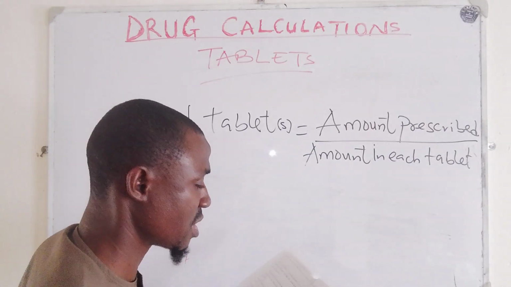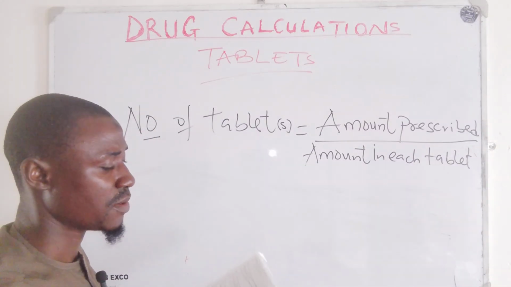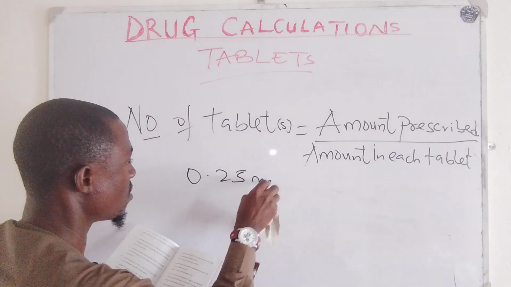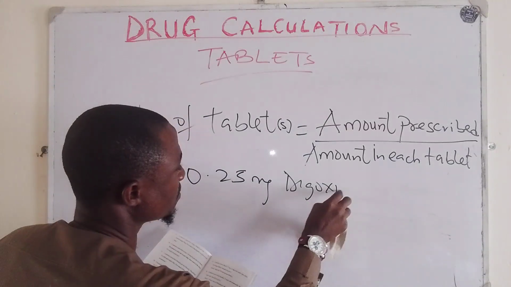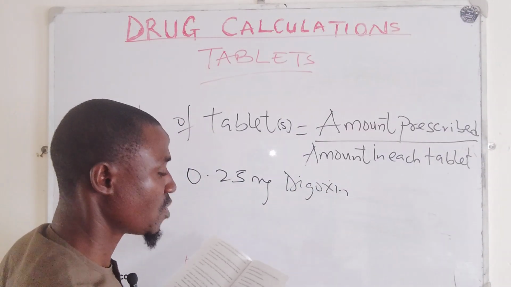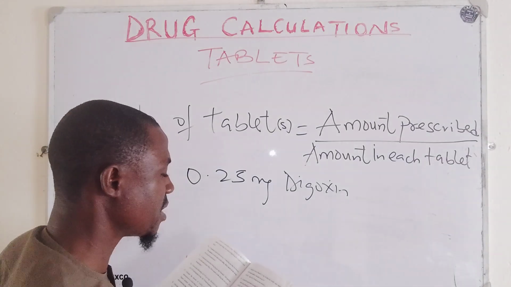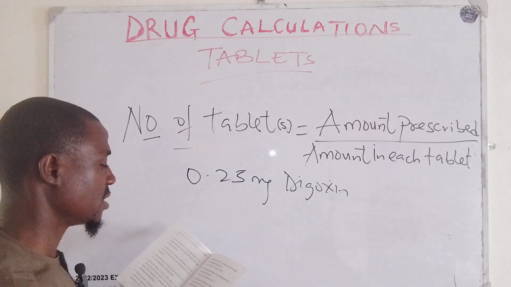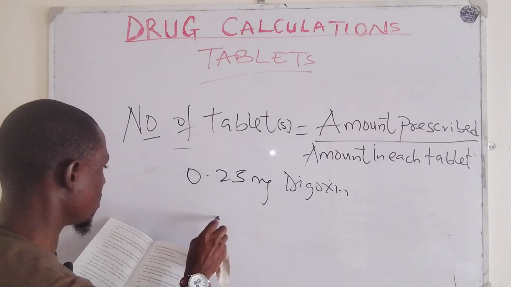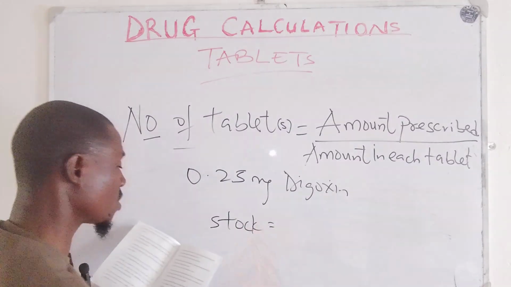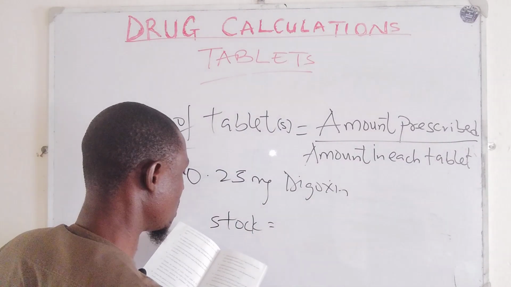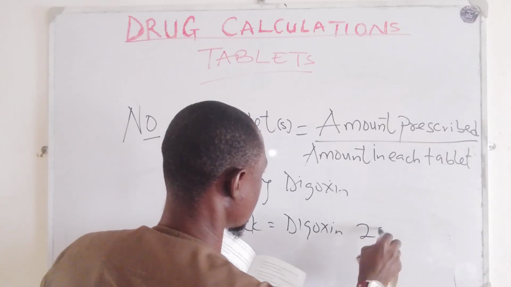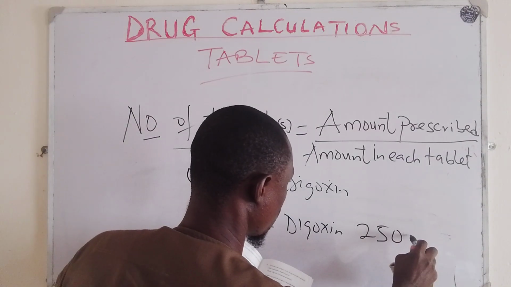It's still on digoxin, but this time around, the units are not the same. A patient is prescribed 0.25 milligram of digoxin orally once daily. How many tablets should you give? So what we are looking for is the number of tablets you should administer. The question continues with stock, digoxin, but this time given as 250 microgram.